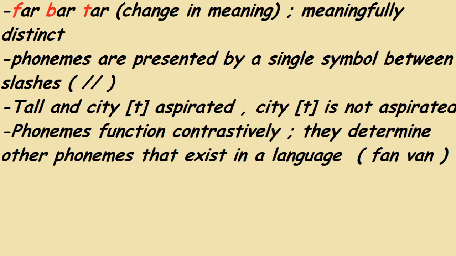And when we speak about phonemes, you should know that they function contrastively. It means the opposite. They are not, let's say, the same. Phonemes function contrastively because they determine the other phonemes which exist in a language. For example, we have the word fan, we have the word van, or fine and vine.